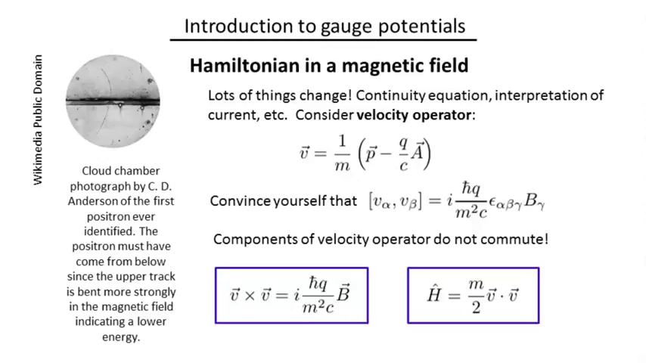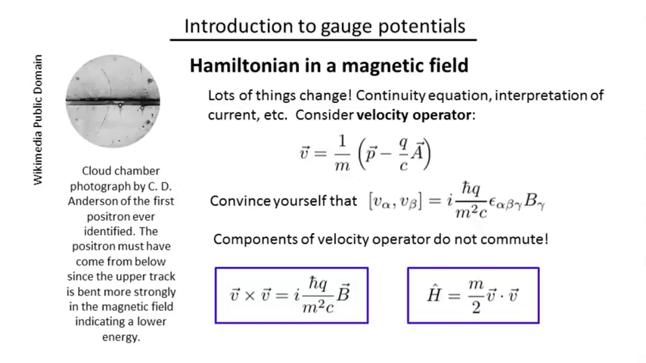It's very straightforward. And what it shows you is that, in general, the different Cartesian components of the velocity operator do not commute. Now, this is very much different from the case when no magnetic field is present, because then the velocity is just proportional to the momentum, and the components of the momentum operator do commute. So the magnetic field introduces something quite unusual.